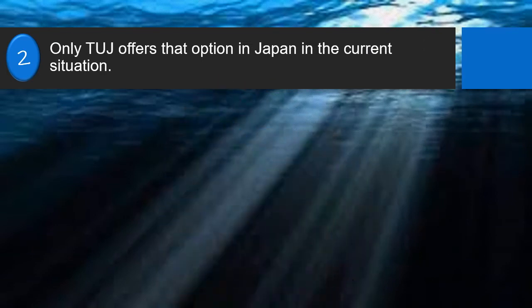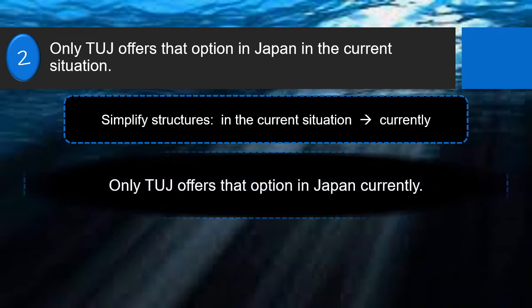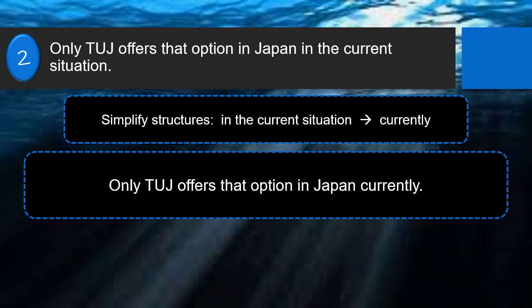Next, "Only TUJ offers that option in Japan in the current situation." All right, let's make it better. First, simplify structures. Don't use a phrase if one word is enough. For example, "in the current situation" you can write as a simple adverb, "currently." Only TUJ offers that option in Japan currently.